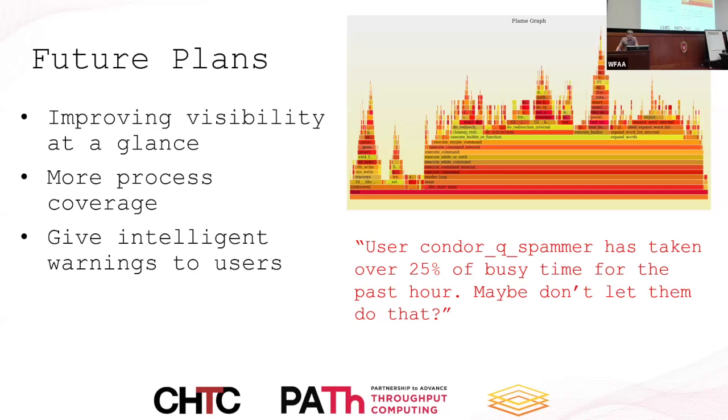And then finally, give more intelligent warnings to users. So instead of just getting this whole breakdown, maybe just tell them right out the gate, this user, condor_q spammer, has taken 25% of the CPU time for the past hour. Maybe put a stop to that. And that's everything.